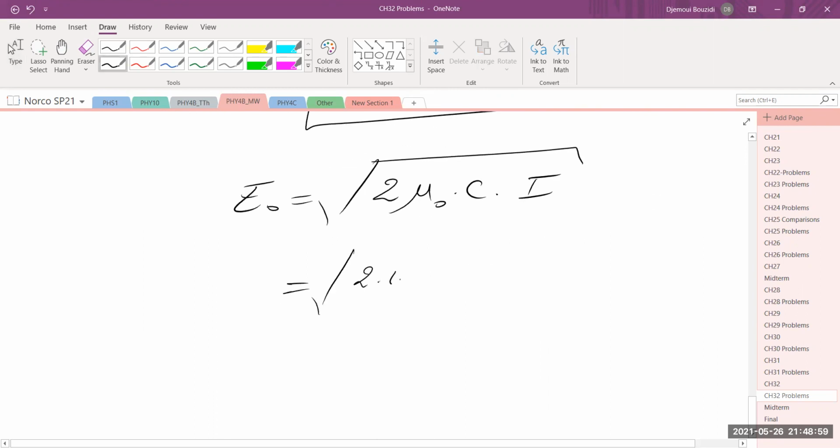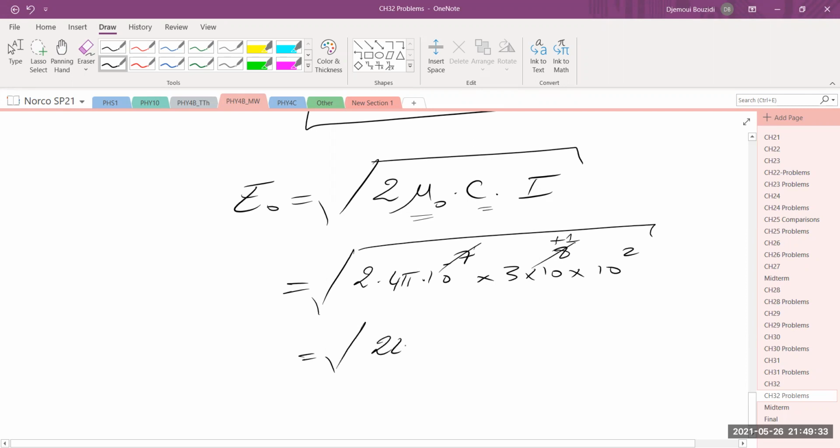This is the square root of 2 times 4 pi times 10 to the negative 7, that is the value of mu naught, times 3 times 10 to the power 8, that is c, times I, and I is 10 to the power 2 watts per meter squared, already given to us. Again, negative 7 and positive 8, that's positive 1. So all I'm doing now is 2 times 3 times 4, that's 24, pi times 1,000. So this becomes equal to 24 pi times 1,000 under the square root.